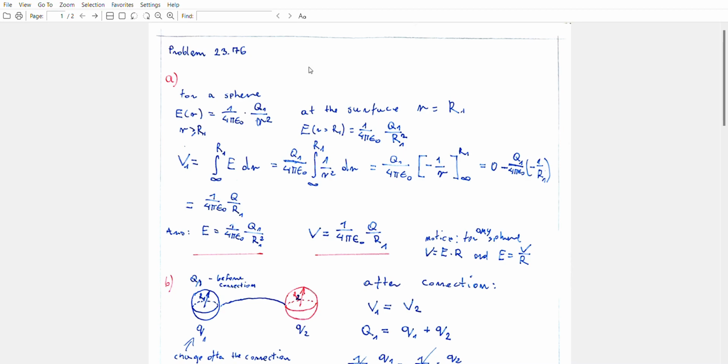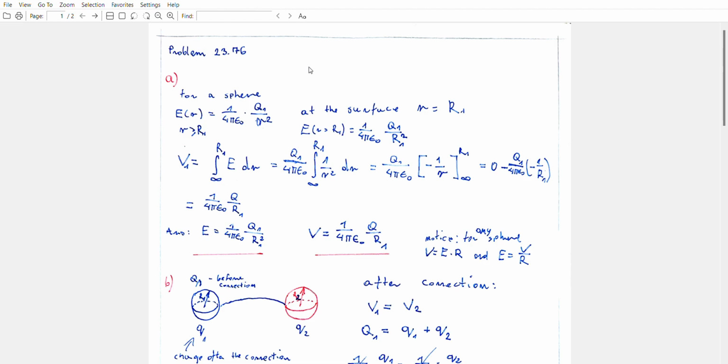This is an empty conductive sphere, and we already know that the electric field outside, for r greater than its radius, is 1 by 4 pi epsilon q by r squared. To get the value at the surface, we just substitute capital R, the radius, for small r. For the first sphere, that is r1.